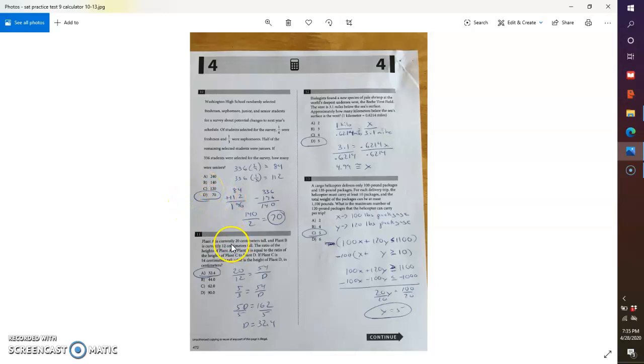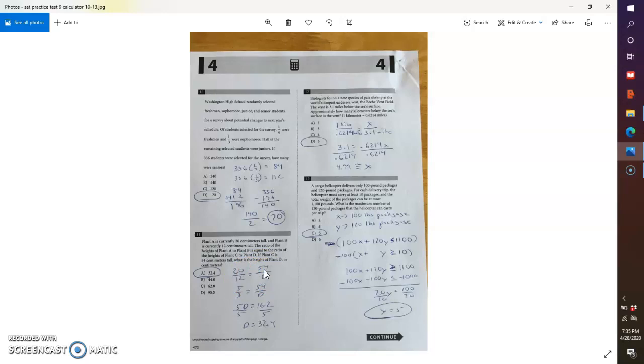Number 11, very similar to the earlier proportion problem from number 2. We know plant A is 20 centimeters tall and plant B is 12 centimeters tall. So plant A and plant B are related, 20 over 12. Their ratio from plant A to plant B is the same as plant C to plant D. Since I put plant A on top, plant C has to go on top. Since I put plant B on the bottom, plant D has to go on the bottom because order matters with ratio.